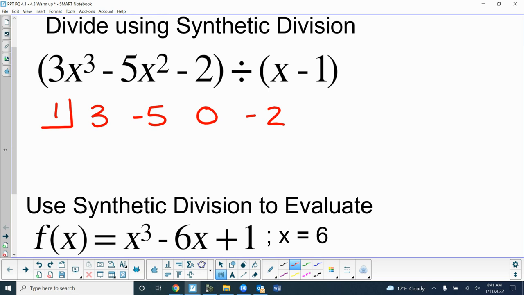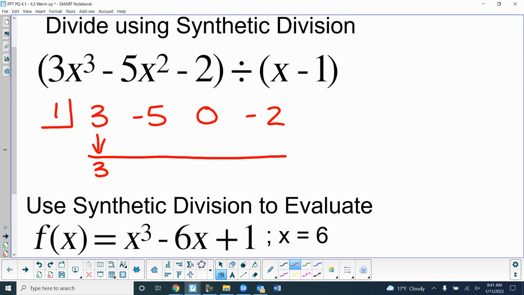Then we make a line, leave ourselves a little room under these numbers so we can put numbers there. Drop the first term, and that's how we get it set up to start our synthetic division problem. Any questions? You guys that weren't here.